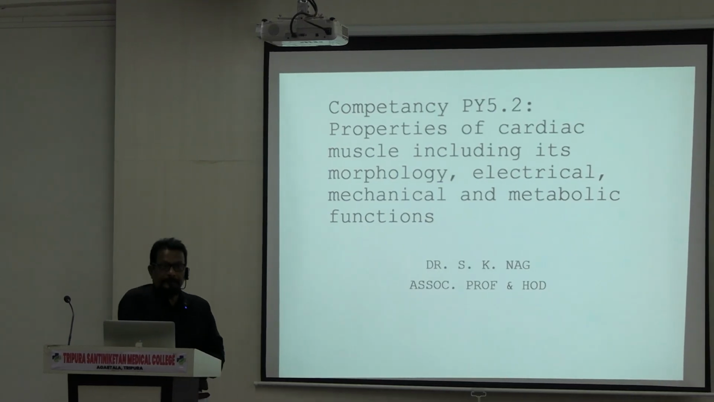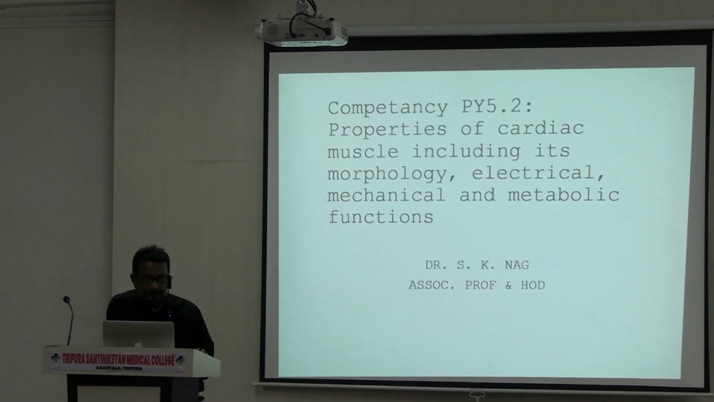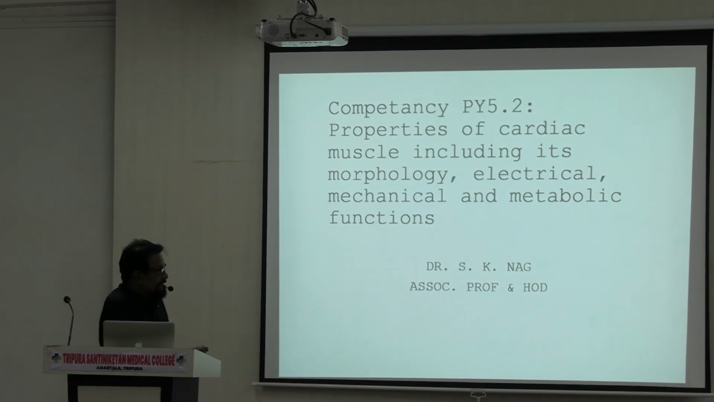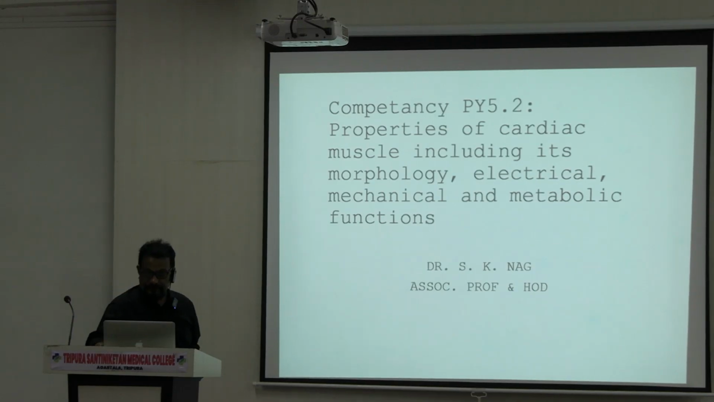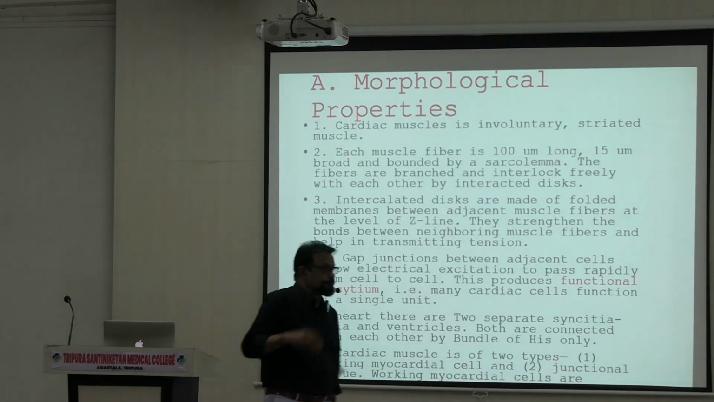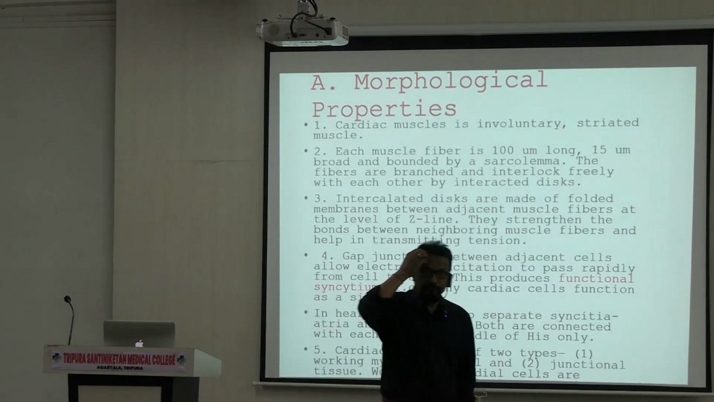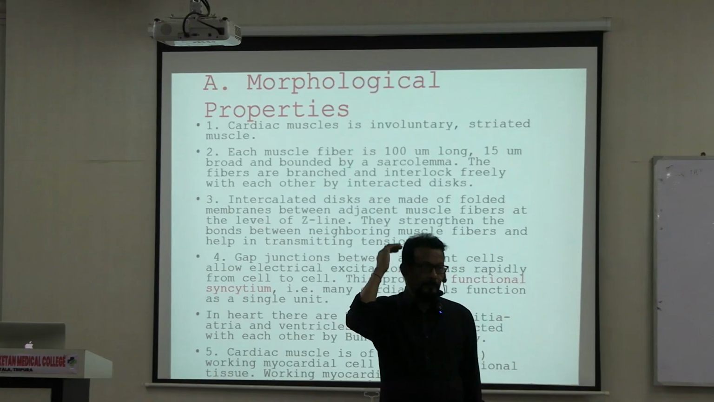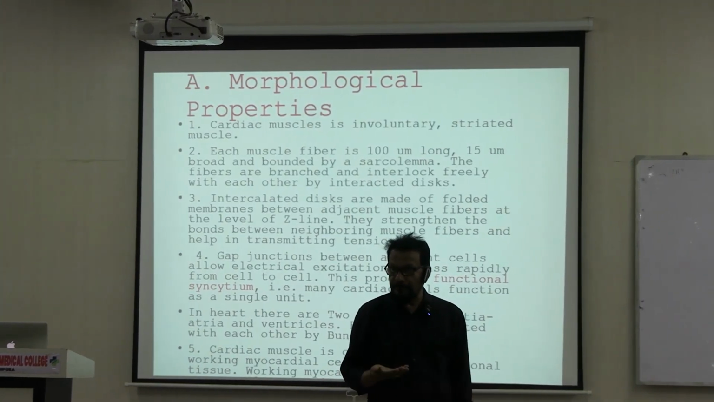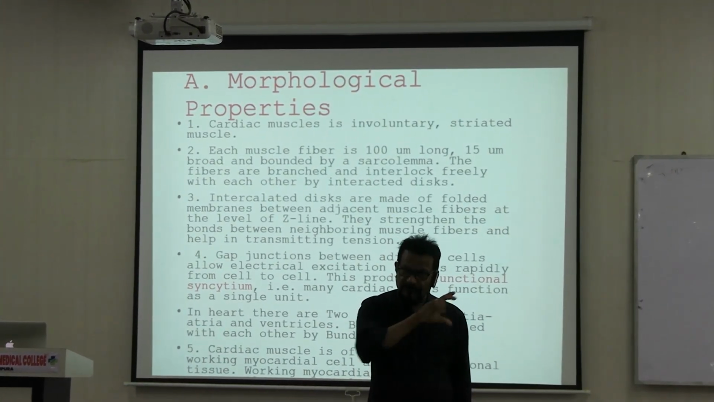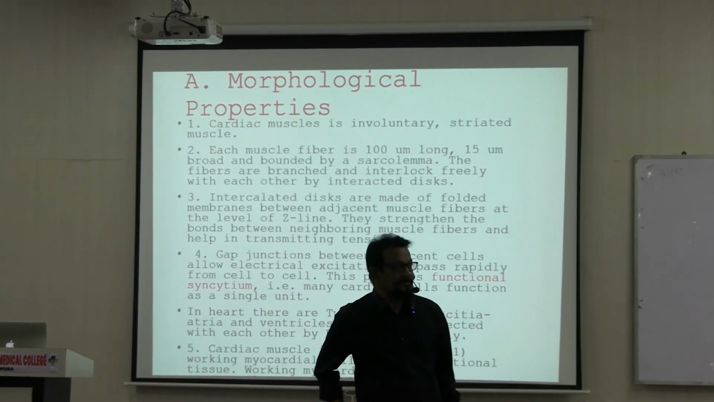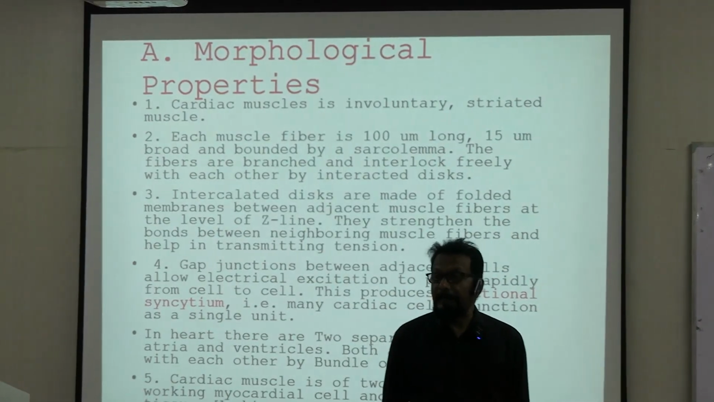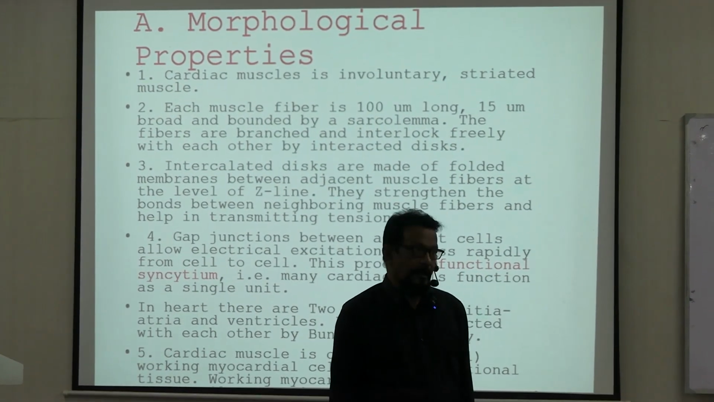Means they are having certain characteristics, morphological characteristics. First, we'll see what are these morphological characteristics. Cardiac muscle cells are involuntary and striated. When you observe under the microscope, you will find striations. And these striations are due to the presence of contractile elements, that is actin and myosin.